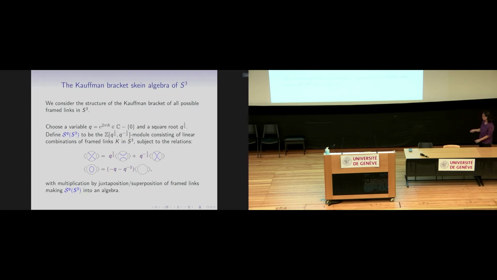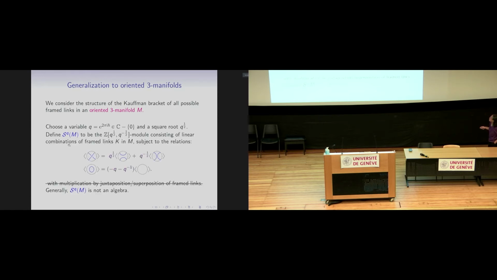Either way, they're equivalent. And this gives the space of all possible Kauffman brackets in S3 some kind of algebra structure. This isn't very interesting because these are just all the Laurent polynomials in q to the 1/2. But you could generalize to arbitrary manifolds, which was, I think, done by Józef Przytycki and Vladimir Turaev independently.